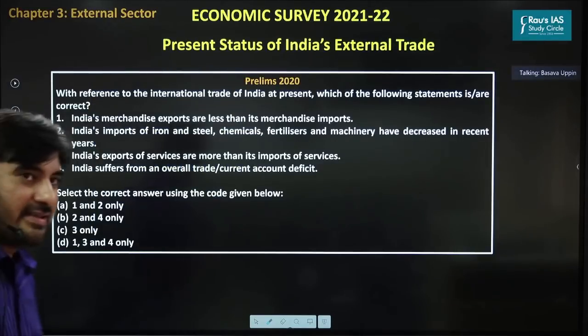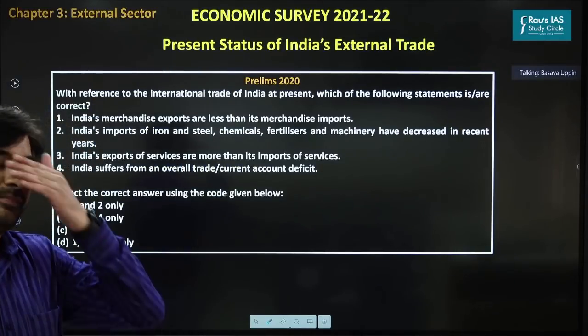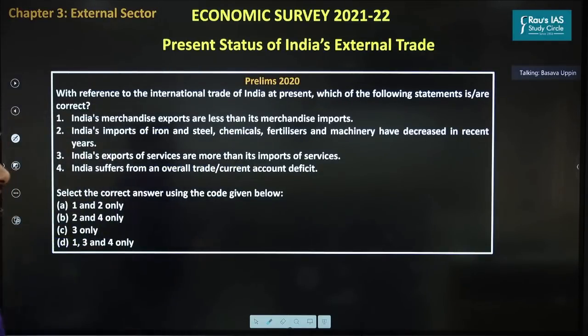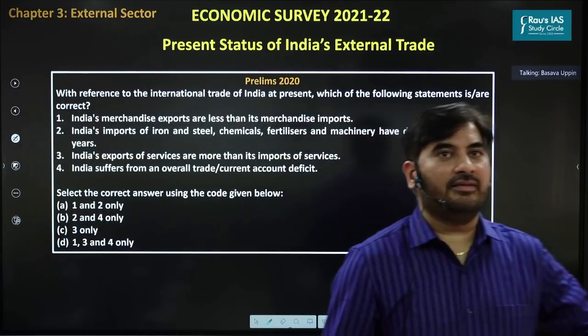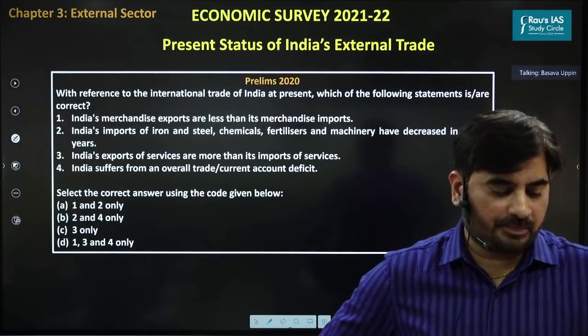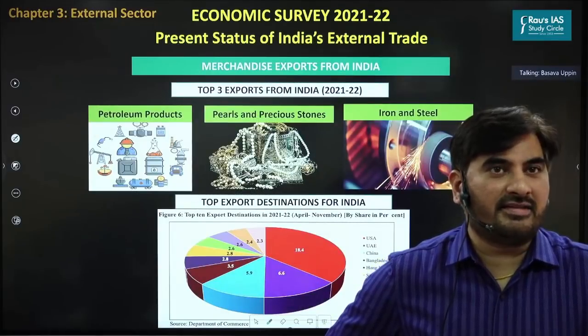Now coming to India's present status of external trade. As to what is the present status of India's external trade? So as you can see, in Prelims 2020 we had this question about the present status of India's external trade. So broadly, you must understand the status of India's external trade from the perspective of the prelims examination. So let's look at the present status.